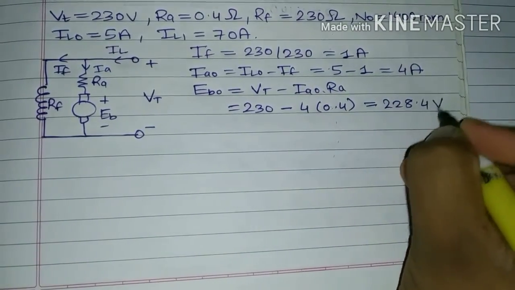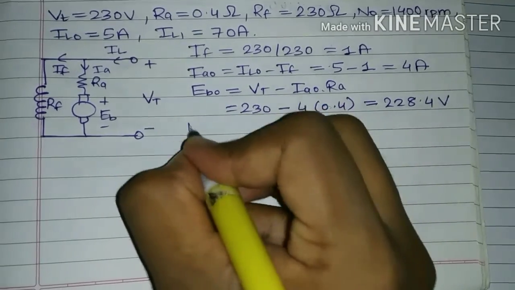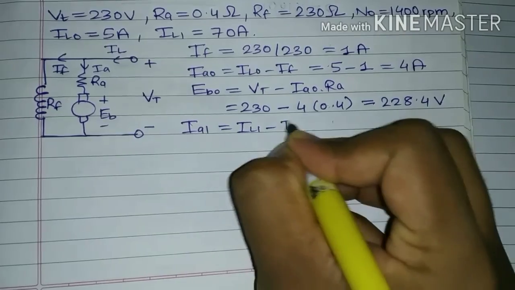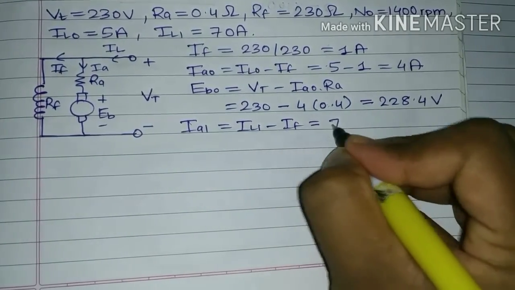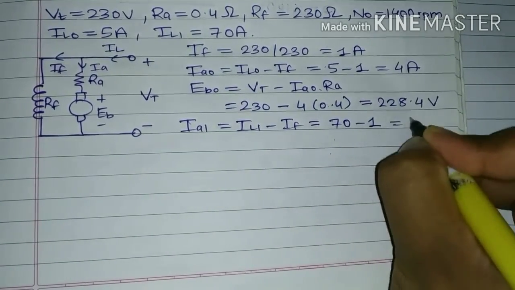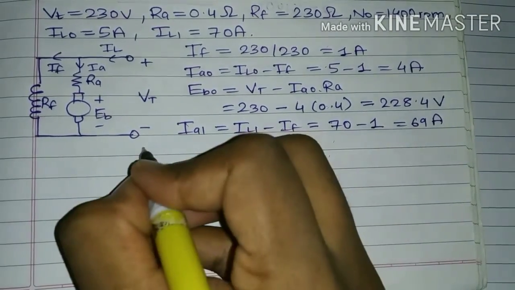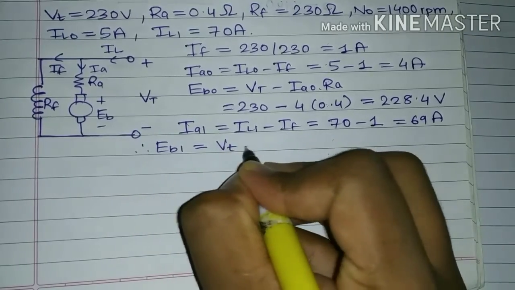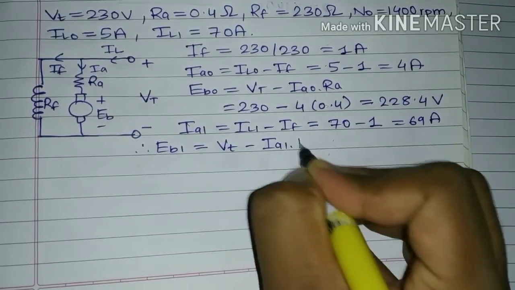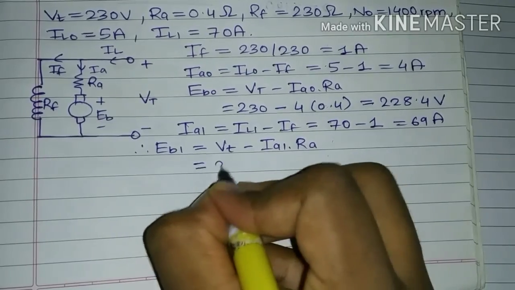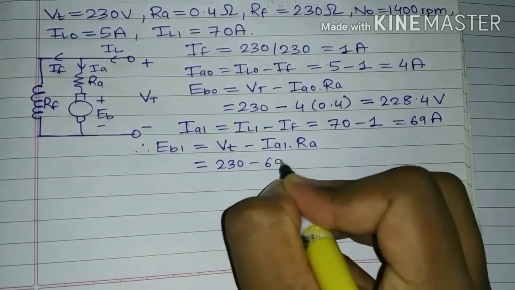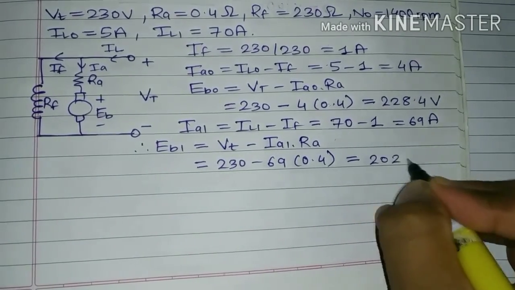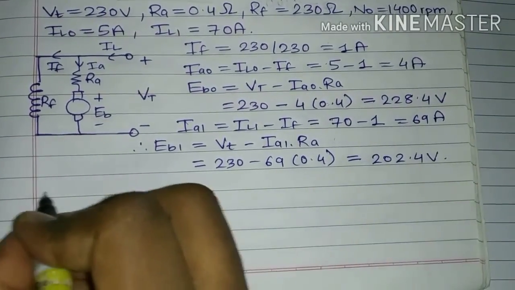228.4 volts. Now the full load current Ia1 is equal to IL1 minus If, which is equal to 70 minus 1, which is 69 ampere. Hence EB1 will be equal to Vt minus Ia1 into Ra, which is equal to 230 minus 69 into 0.4, which is 202.4 volts.